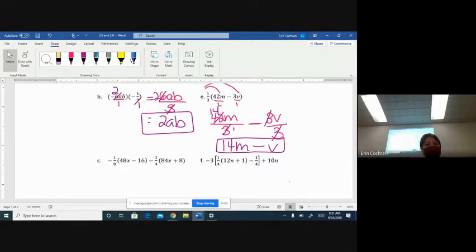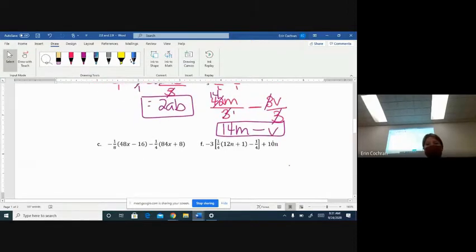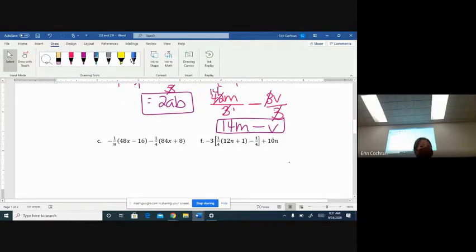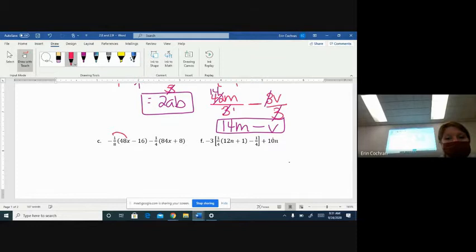And then C. What are we going to do in C here first? Distribute. Okay, so we're going to distribute negative 1/8 first, right? So negative 1/8 would be, these are over 1. So we have negative 48x over 8. What's a negative times a negative?